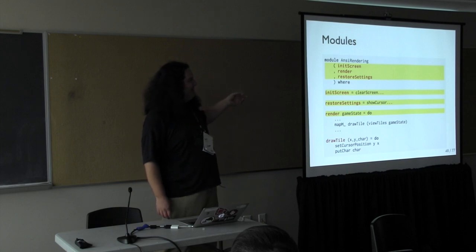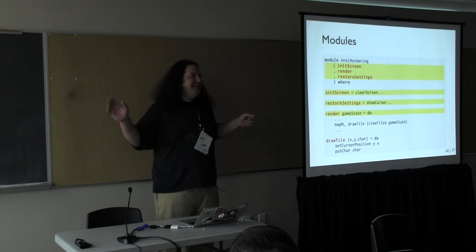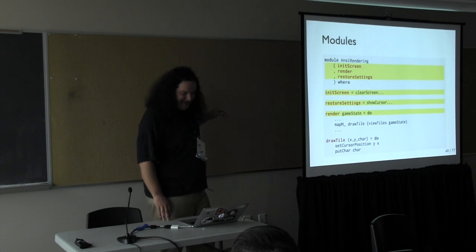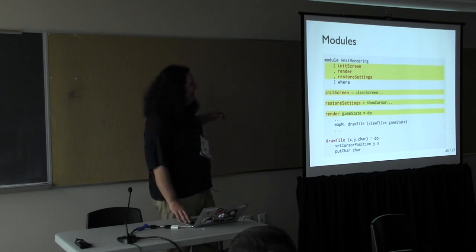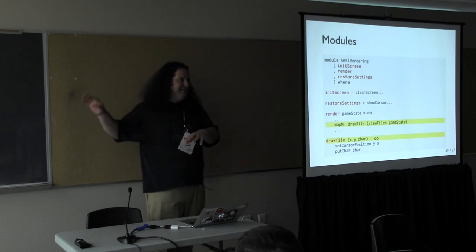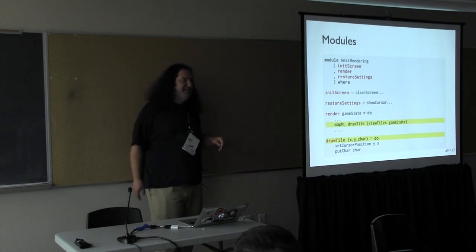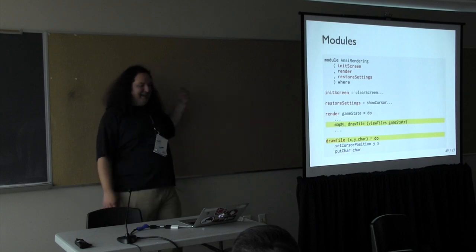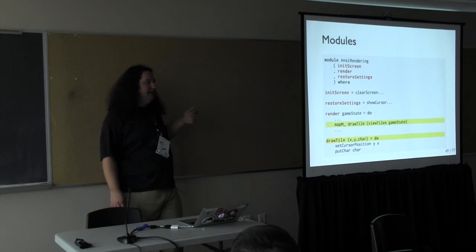From the outside world, you can see the init screen function, the render function, and the restore settings function, which makes the cursor not disappear at your terminal when the game is over. But that's a side note. And then anything else, like this draw tile function, is just an implementation detail that's hidden inside this module. So now I've got a very clear statement of what my contract is with the outside world.